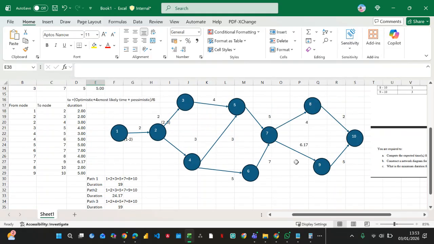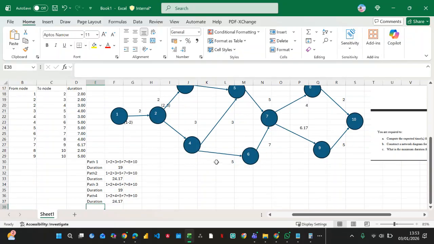Okay, we have 24. So do you think we are done now, or are there still some parts here to follow? There's still some part.